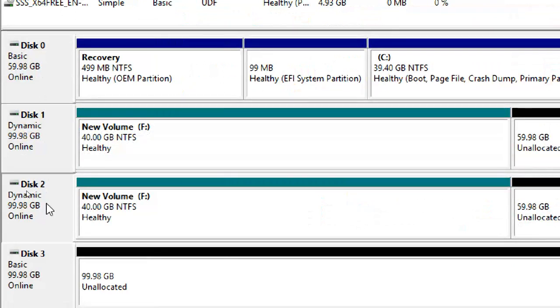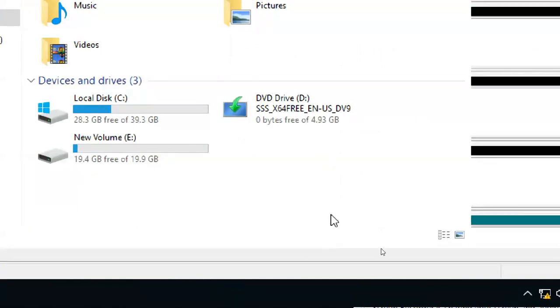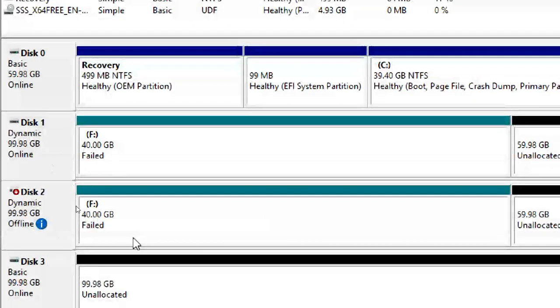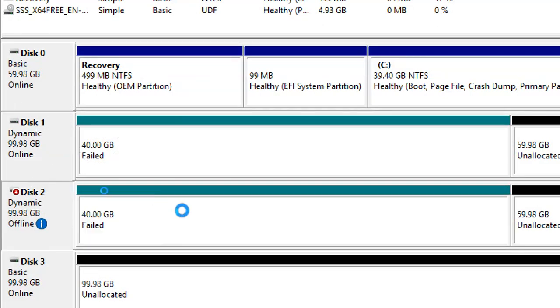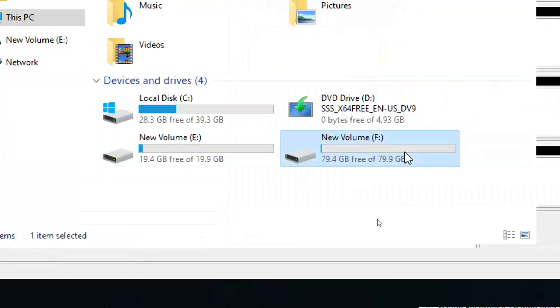Now what I'm going to do is make one of the disks offline, just offline only. I right-click on disk 2 and make that one offline. It is showing failed, and I'm going to my F drive. Where is the F drive? It is gone, because if one of the disks fails, you can't access the total data. So I make this one online. Maybe we will get the data back. But if you replace one of the disks, you can't get the data back.